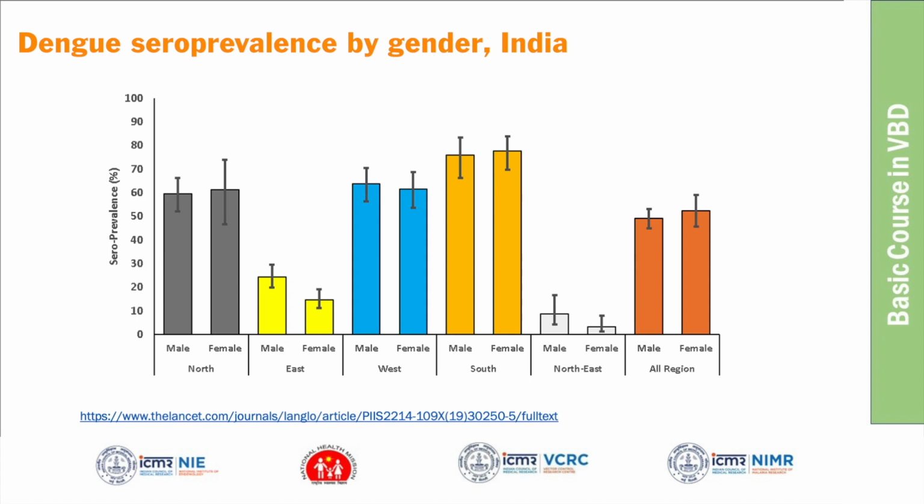You can see our seroprevalence study, what do you see? The seroprevalence by age, you have seen a huge difference. Young age, low seroprevalence, older age, higher seroprevalence. Whereas by gender, what do you see in the seroprevalence? By male and female, is the dengue seroprevalence the same or different? In all the regions, we have given the seroprevalence by region and by sex, male or female. So is it the same or different?